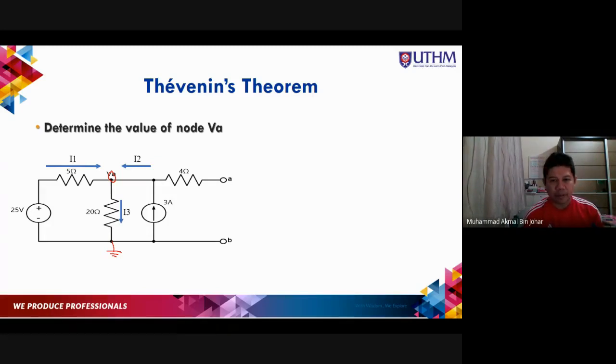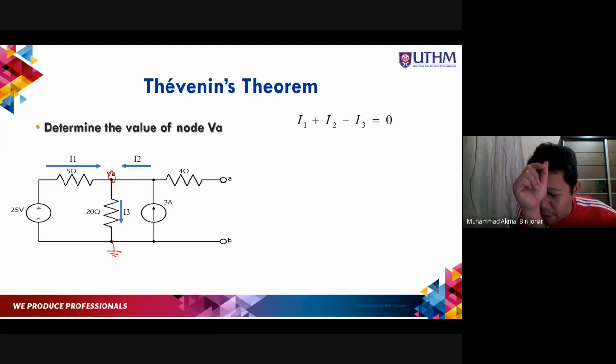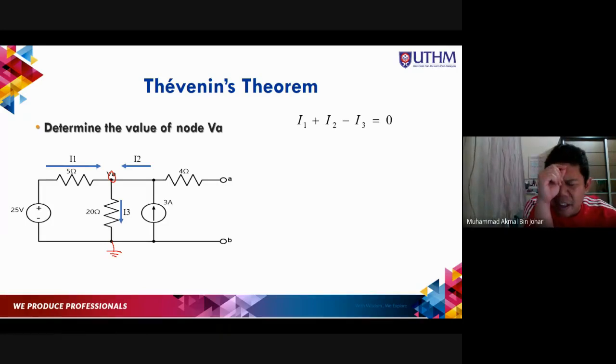Okay. Next. So, bila kita buat nodal, kita guna apa? Terus kita bina current equation iaitu I1 plus I2 minus I3 equal to 0. Ini Kirchhoff current law. Jangan tanya saya lagi apa Kirchhoff current law itu. Rujuk pada nota-nota yang dahulu supaya mudah. Okay. So, I1 plus I2 minus I3 equal to 0.